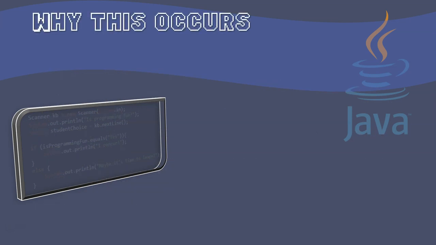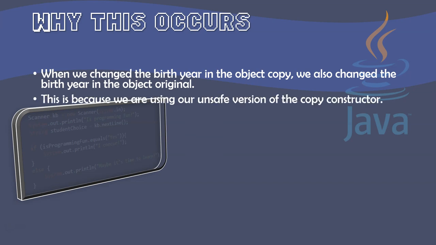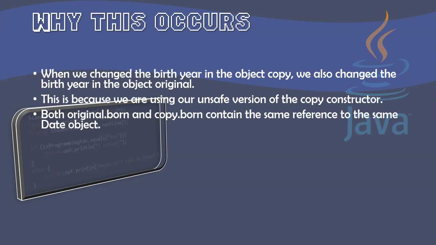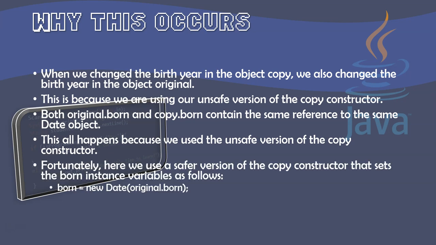So why does this occur? Well, as we mentioned, when we change the birth year of the object copy, we also change the birth year in the object original. This is because we're using the unsafe version of the copy constructor. Both original.born and copy.born contain the same reference to the same date object. And this, again, all happens because we're using an unsafe version of the copy constructor.